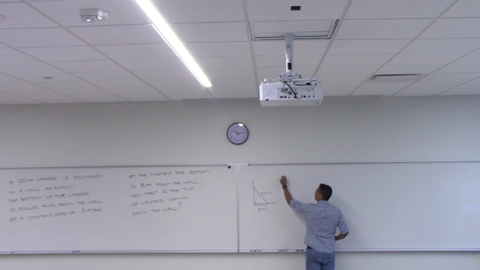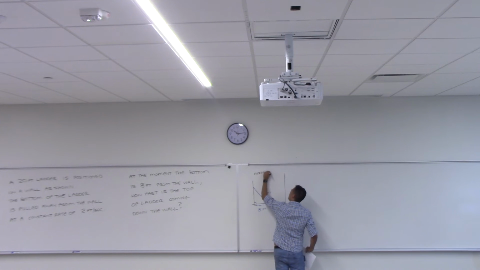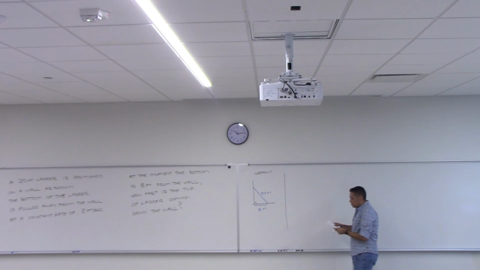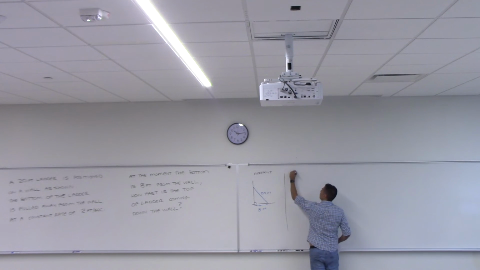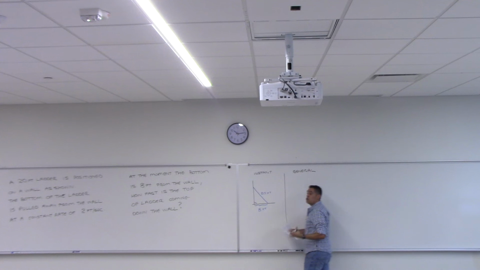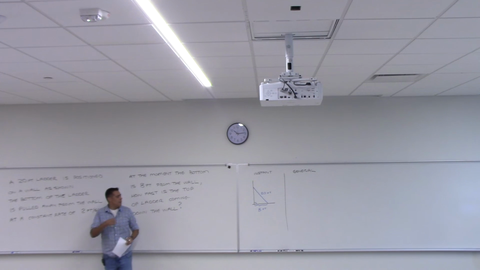Our next picture, this is the instant. The next picture is our general picture. So our general picture, you have to imagine that everything is in motion, okay? So that things are moving, which means you can't lock that bottom of the ladder to be 8 feet from the wall. It's just some arbitrary position, okay?